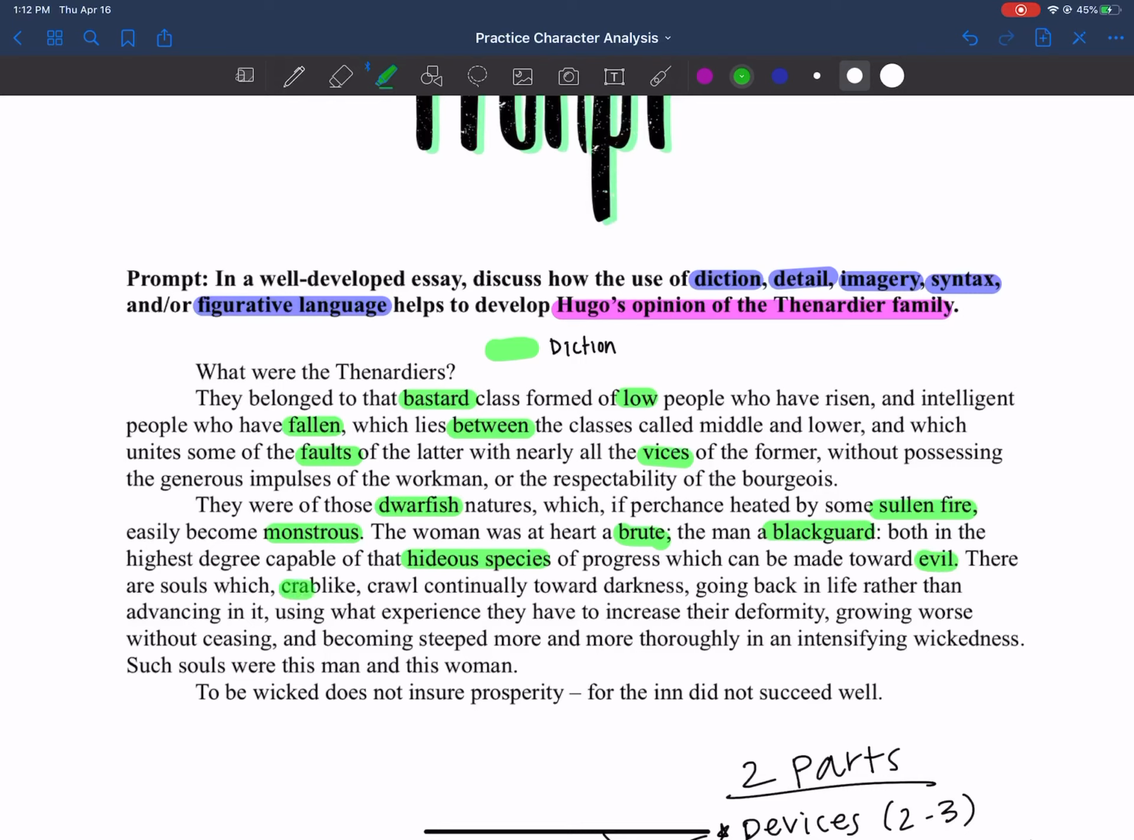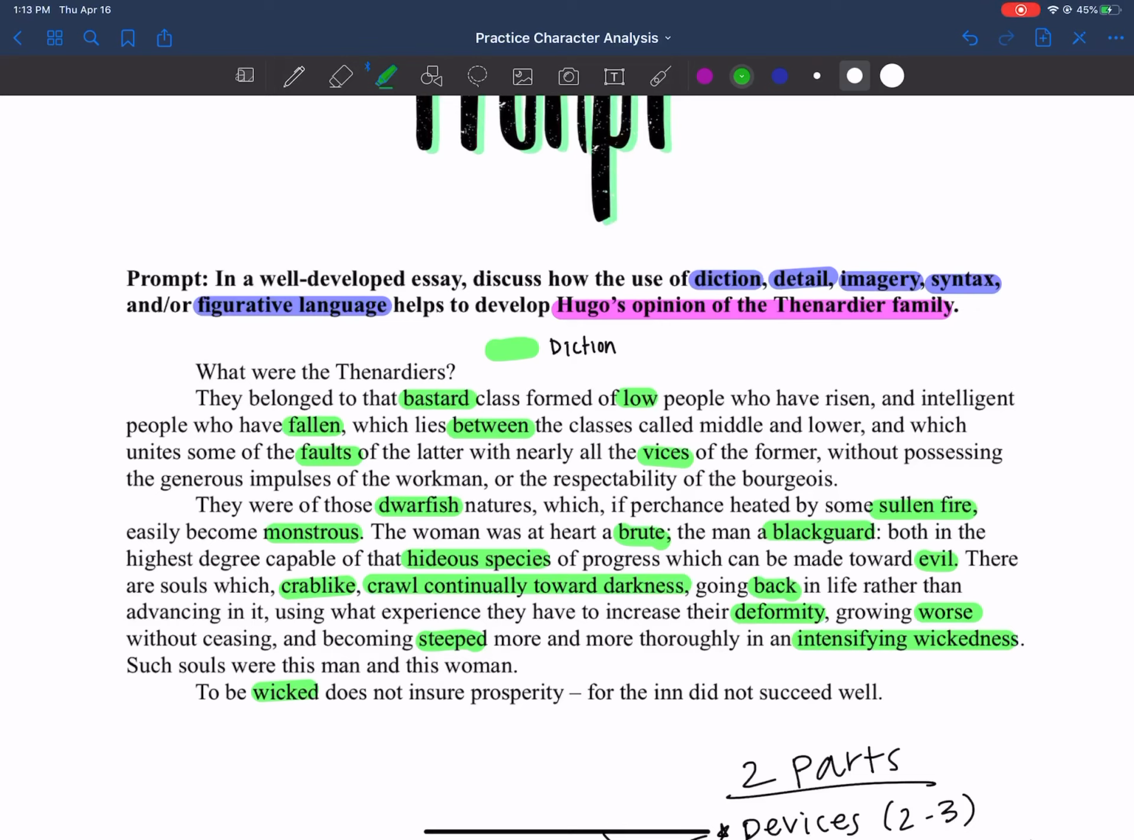There are souls which, crab-like, crawl continually toward darkness, going back in life rather than advancing in it, using what experience they have to increase their deformity, growing worse without ceasing, and becoming steeped more and more thoroughly in an intensifying wickedness. Such souls were this man and this woman. To be wicked does not ensure prosperity, for the end did not succeed well.